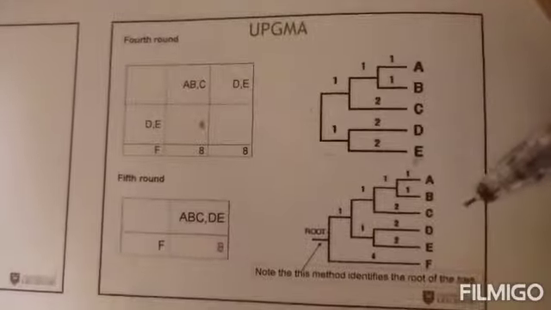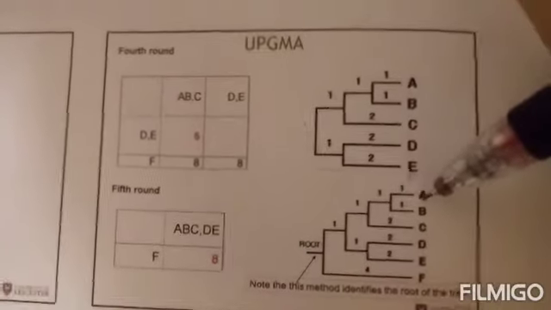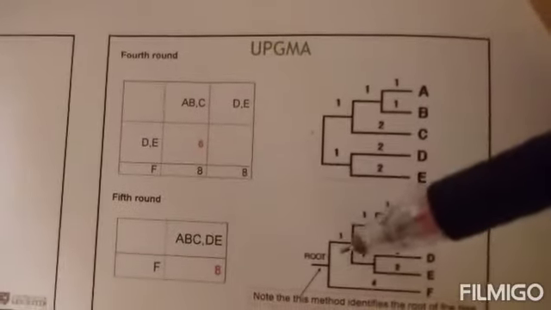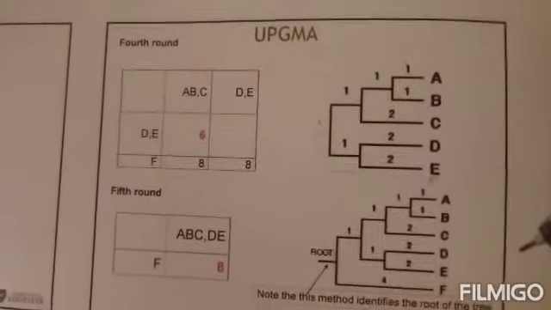The UPGMA clustering method is very sensitive to unequal evolutionary rates. It assumes that the evolutionary rate is the same for all branches. Clustering works only if the data are ultrametric. Okay, so we said it is ultrametric, and that ultrametric means it is equidistant.